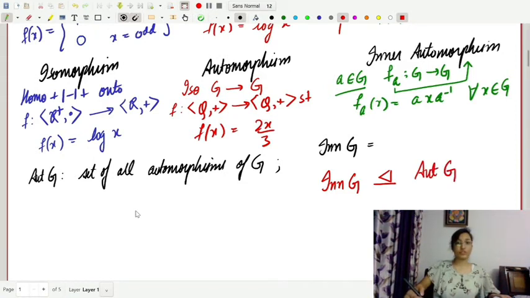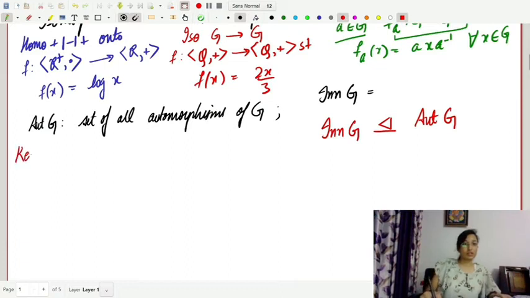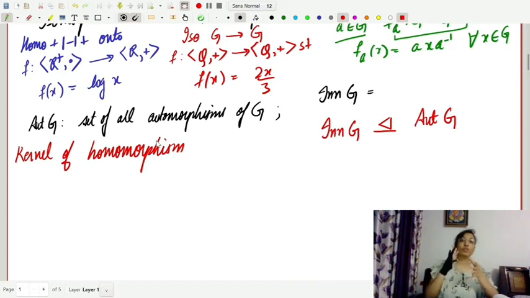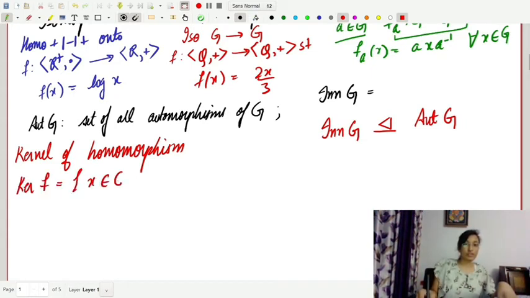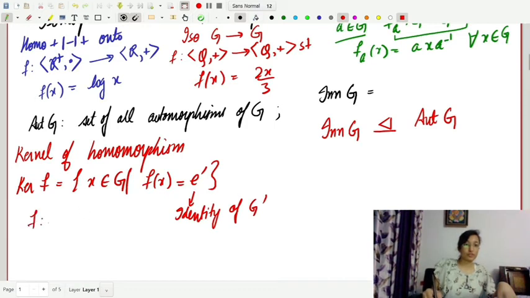Now another term which we have is the kernel of a homomorphism. It is the set of all those elements in the domain such that their image is the identity element of the codomain. That is, kernel of f is equal to all those elements x in G such that f of x is equal to e dash, where e dash is the identity of G dash and f from G to G dash is a homomorphism.